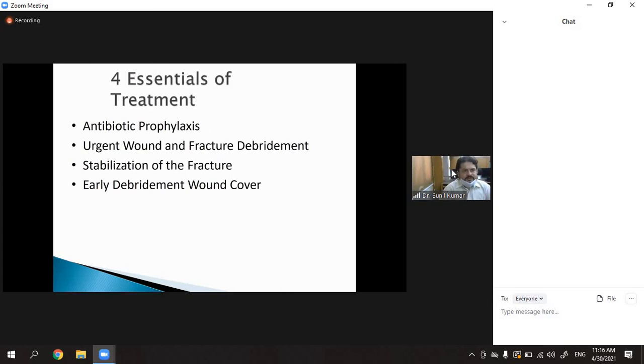Four essentials of treatment: antibiotic prophylaxis, urgent wound and fracture debridement, stabilization of the fracture, early debridement, and wound cover. These are the essentials of treatment, so we have to follow this. We have to start with antibiotic prophylaxis, wound care, fracture stabilization, reduction, splintage, and debridement if a wound is there, and then wound coverage to convert the open fracture into a closed one.